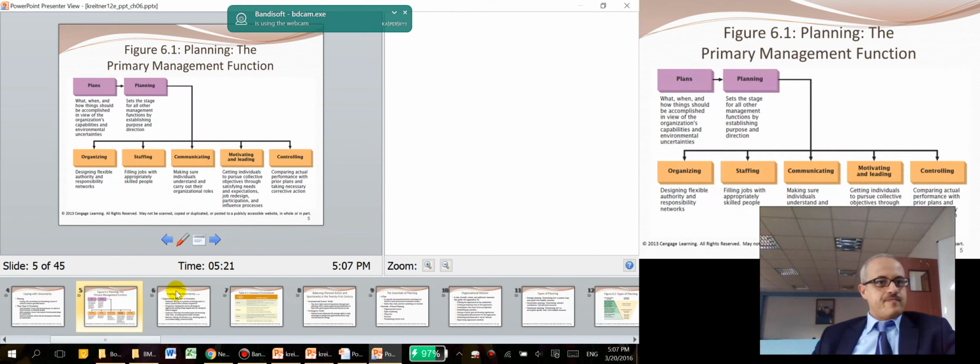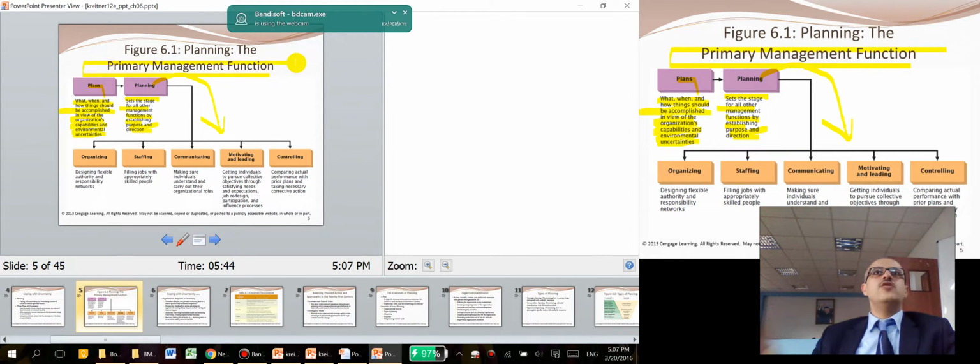Got it? Here, a plan is what, when, and how things should be accomplished in view of the organization's capabilities and environmental uncertainties. And you set the stage for all the management functions by establishing purpose and direction. So planning is really what we call the primary function. The question on the exam will say, which of the following is the primary function? Planning.